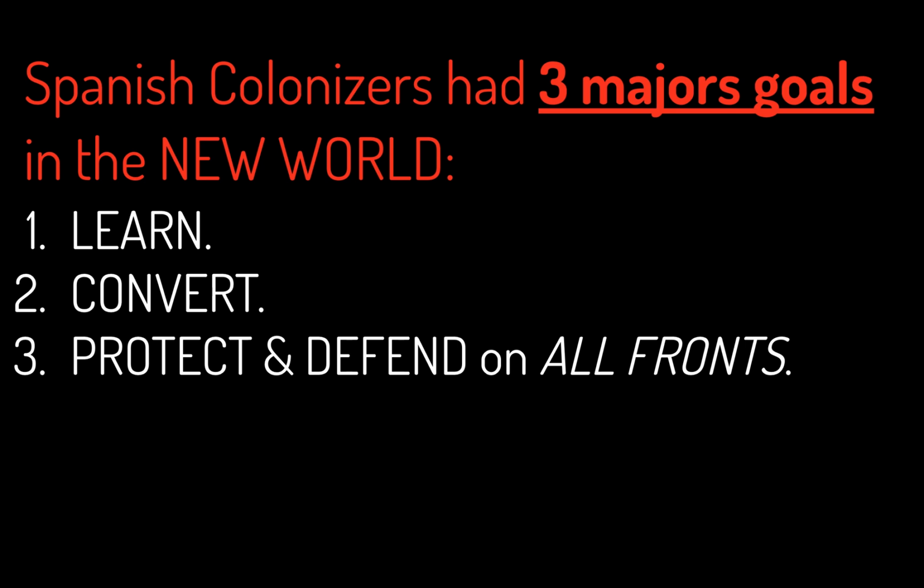All right, so when the Spanish colonizers get to the New World, they had three major goals. And these three major goals are represented by three artworks on our curriculum. Number one is to learn. They have to get in there and they have to learn about these new people that they want to conquer or have just conquered, and they want to document that.